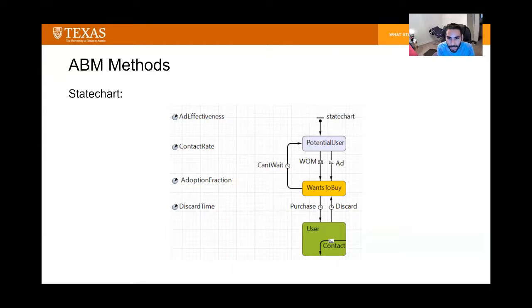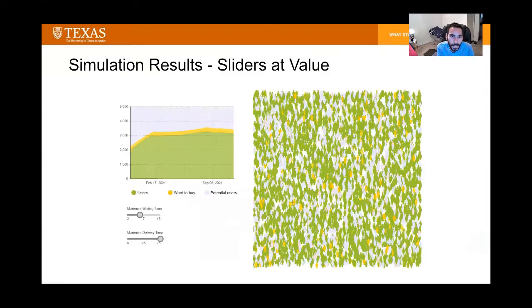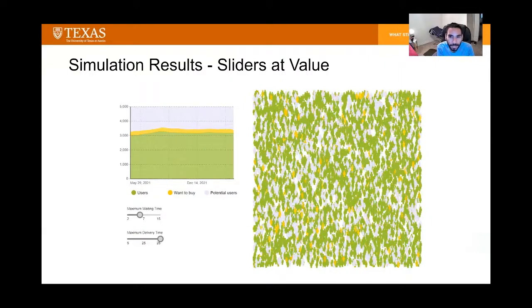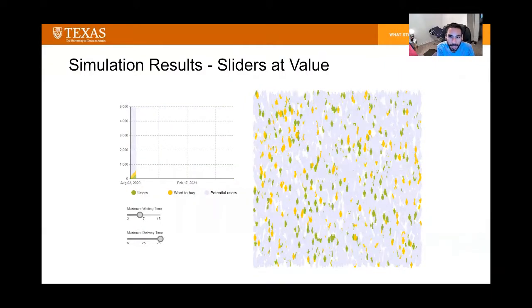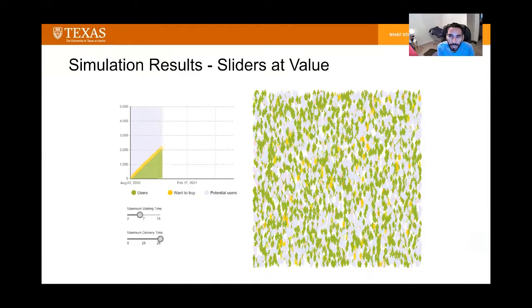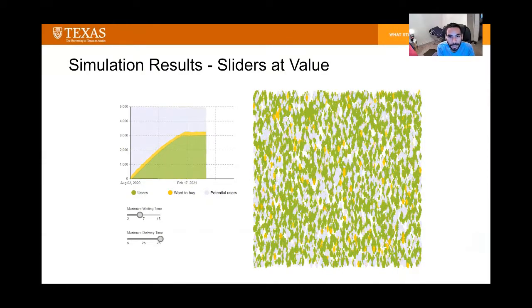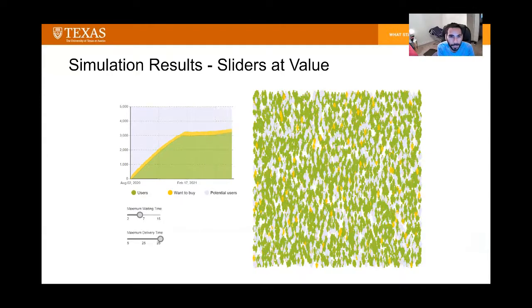In this last state, users contact other users once per day and promote the product. Once the product has reached its lifetime, the discard rate transition is responsible for users looping back to the wants to buy state. The plots show the results using 7 days as the maximum waiting time and 25 days as the maximum delivery time. The market saturates as more agents become green and reach the user state in this model.